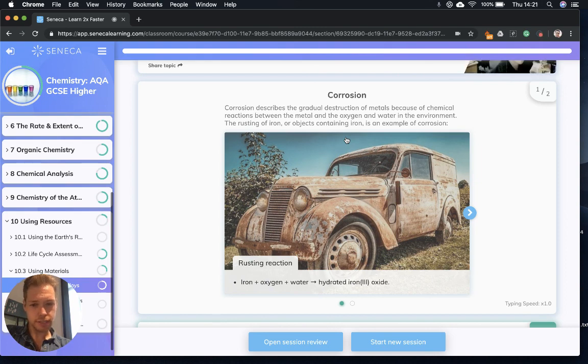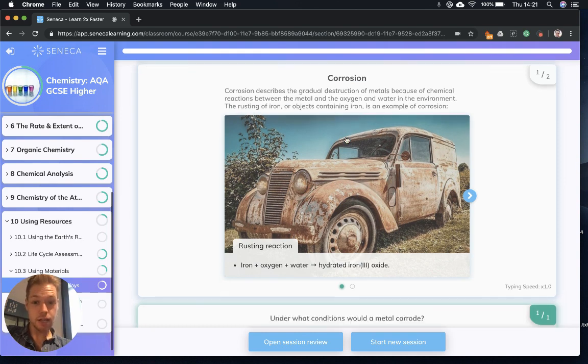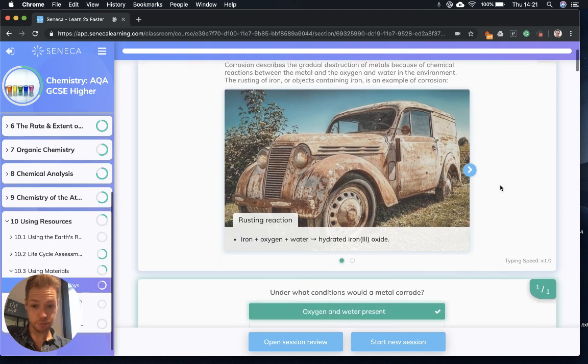So, corrosion, what is it? Basically, it describes the gradual destruction of metals because of chemical reactions between the metal and the oxygen and water in the environment. The rusting of iron or objects containing iron is an example of corrosion. So, a good example is something like rusting. So, iron plus oxygen plus water goes to hydrated iron(III) oxide.